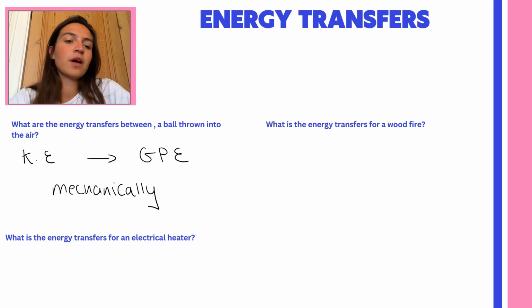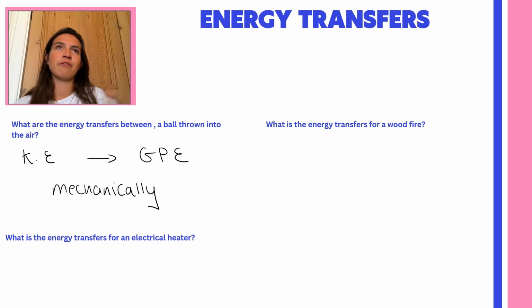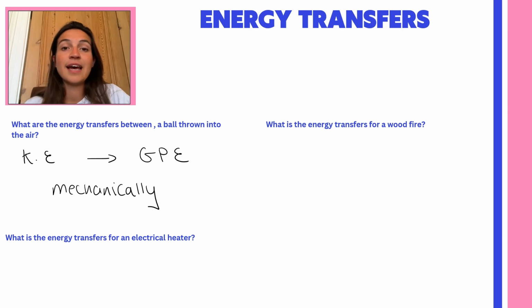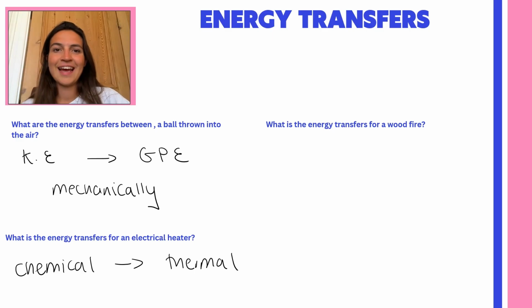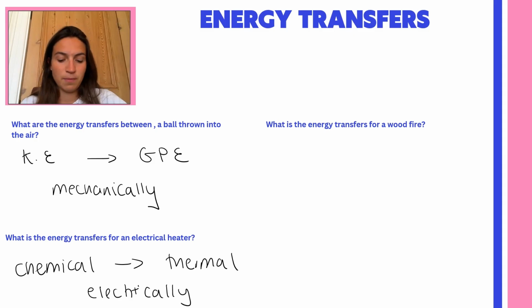Okay, next one. What are the energy transfers of an electrical heater? Well, it depends how far back in the chain you go, but maybe it's mains, maybe it's battery operated. Either way, at some point there will be some chemical energy which is being transferred into thermal energy of your heater. And because it's an electrical one, that is happening electrically. Some charges are doing some work to make that energy transfer happen.